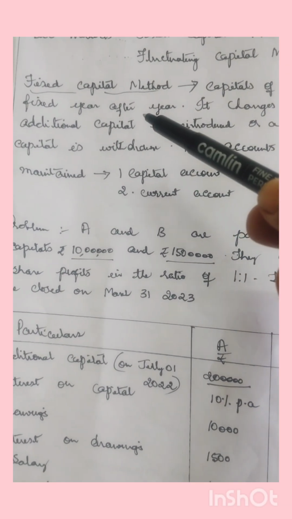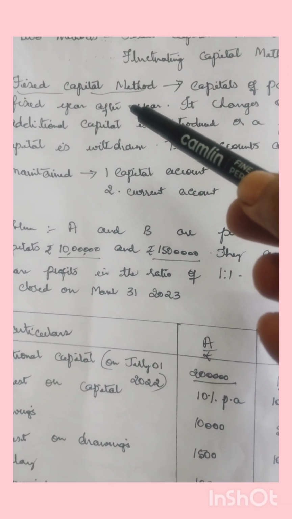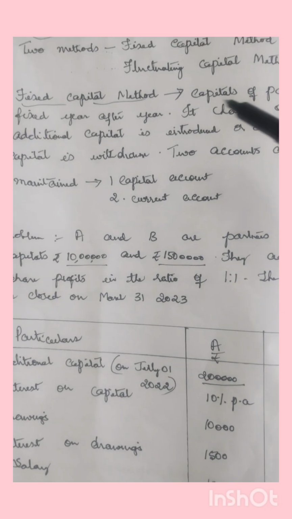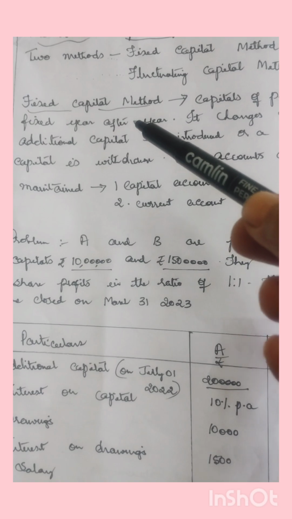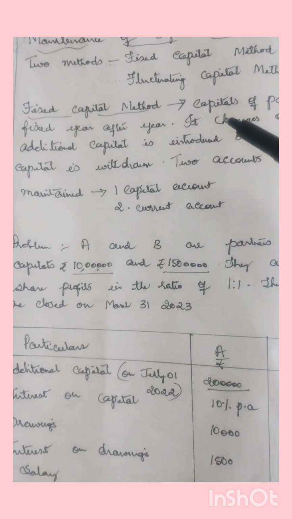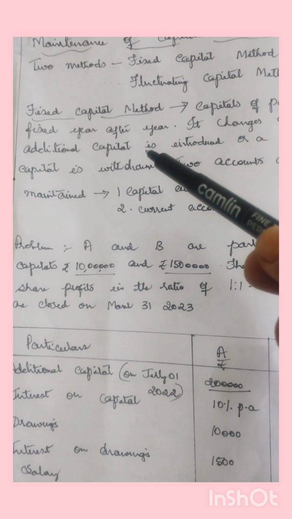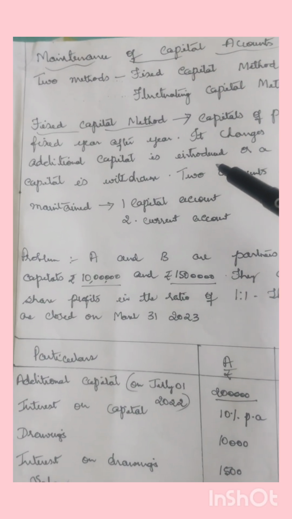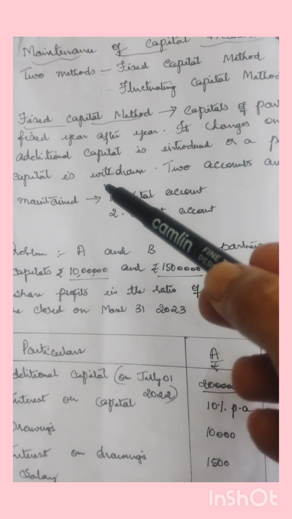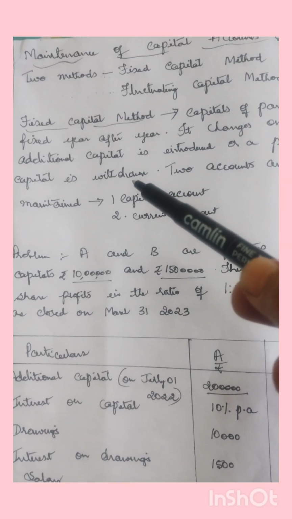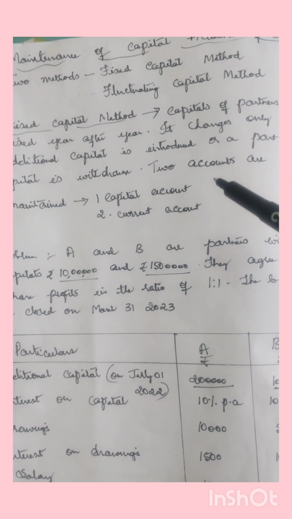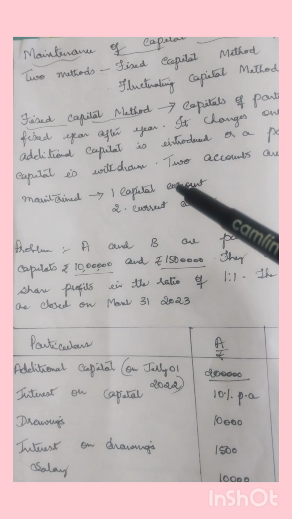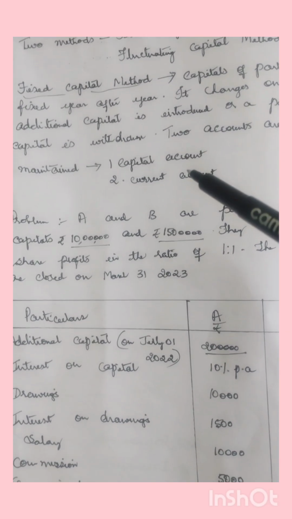So what is the fixed capital method? Fixed capital method is one of the methods where partners' capital accounts remain fixed year after year. It changes only when additional capital is introduced by the partners into the business or a part of the capital is withdrawn by the partners. There are two accounts prepared under the fixed capital method, that is, partners' capital account as well as partners' current account.